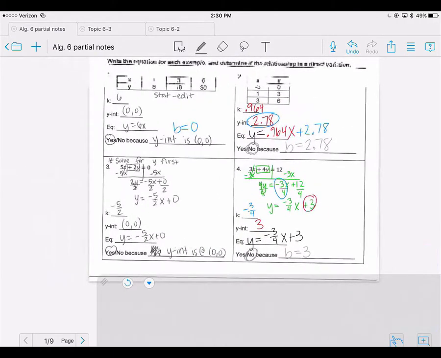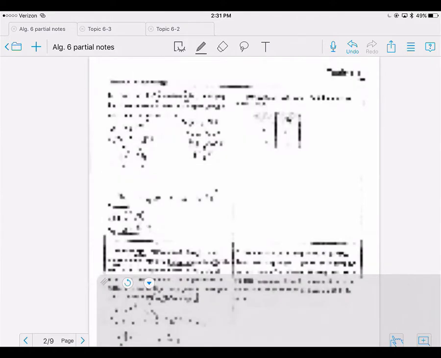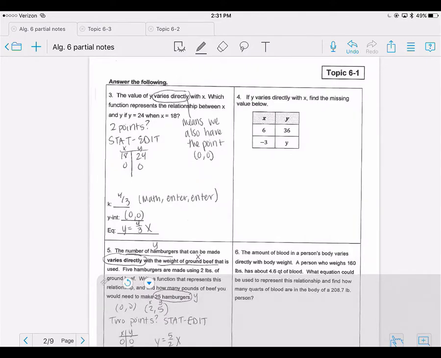So again, when we look up here, problems 1 and 3 are examples because my b value is 0. 2 and 4 are not examples because my y-intercept or my b value is not 0. It doesn't matter what it is, it matters that it's not 0. So if it's not 0, that's an issue. So problem 3 tells us that it is an example of direct variation. So it means we do have the point 0, 0.